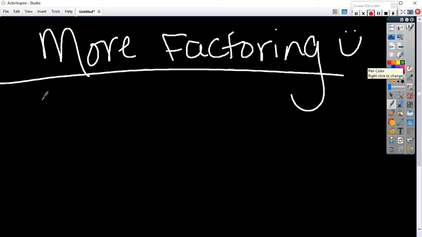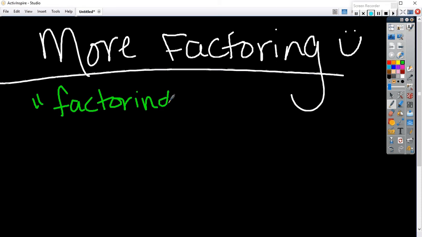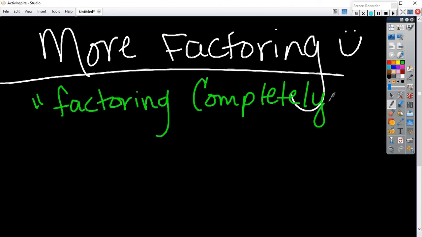All right, first of all, you're going to be doing what we call factoring completely. Now, what that means is, I'm going to start out with something that I tell you to factor. Can you factor that? Sure. It's a special pattern. What pattern is it?